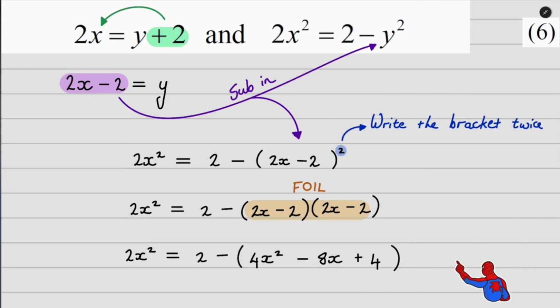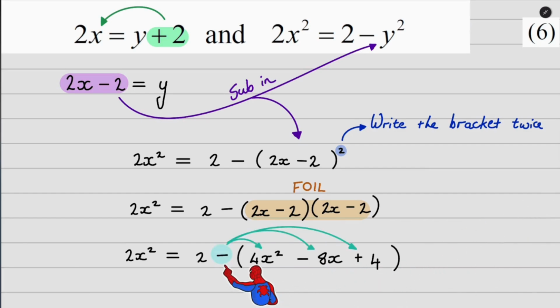Okay, after we collect the like terms, we're going to distribute this negative into the bracket. And then a nifty little shortcut: if you distribute a minus into a bracket, the signs inside the bracket just change. So this was positive 4x squared, now it's going to be minus 4x squared. Okay, a minus times a minus is a plus, so we're going to get plus 8x. And a minus times a positive is a negative, so we get minus 4 at the end there.